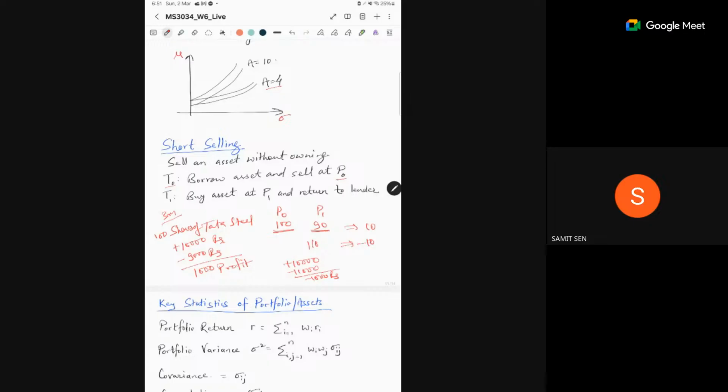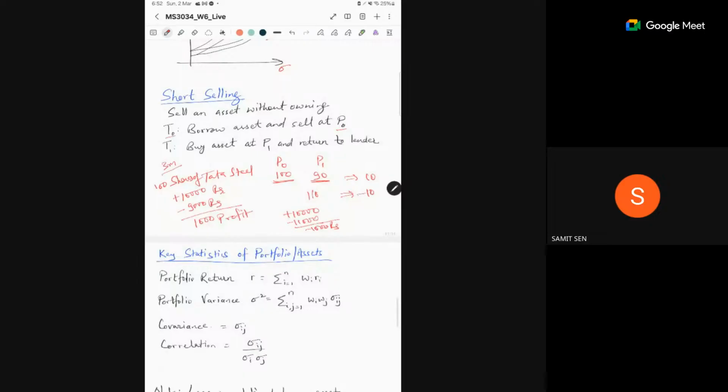Okay. So in short selling, like in many of the markets, short selling is prohibited. Why? Because you can make an unlimited amount of loss. You do not know if the price keeps on rising, then your amount of loss keeps on increasing. So that's why in many of the markets, this short selling concept is banned completely.